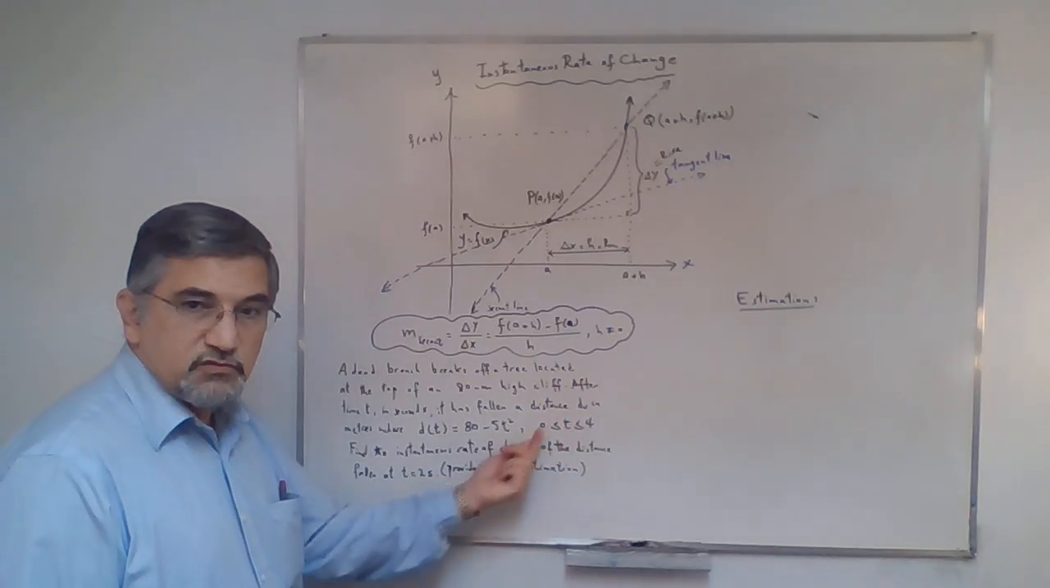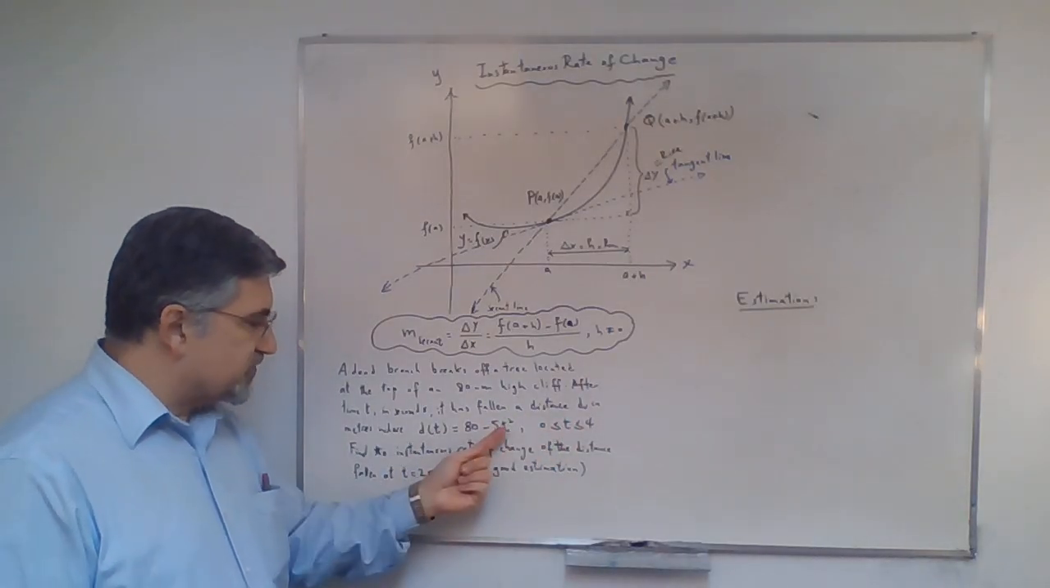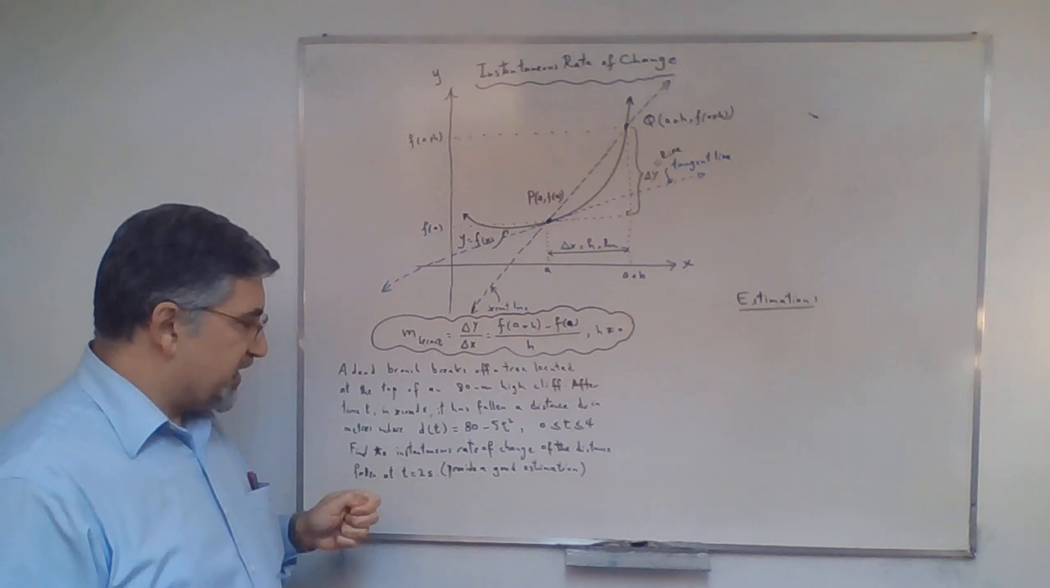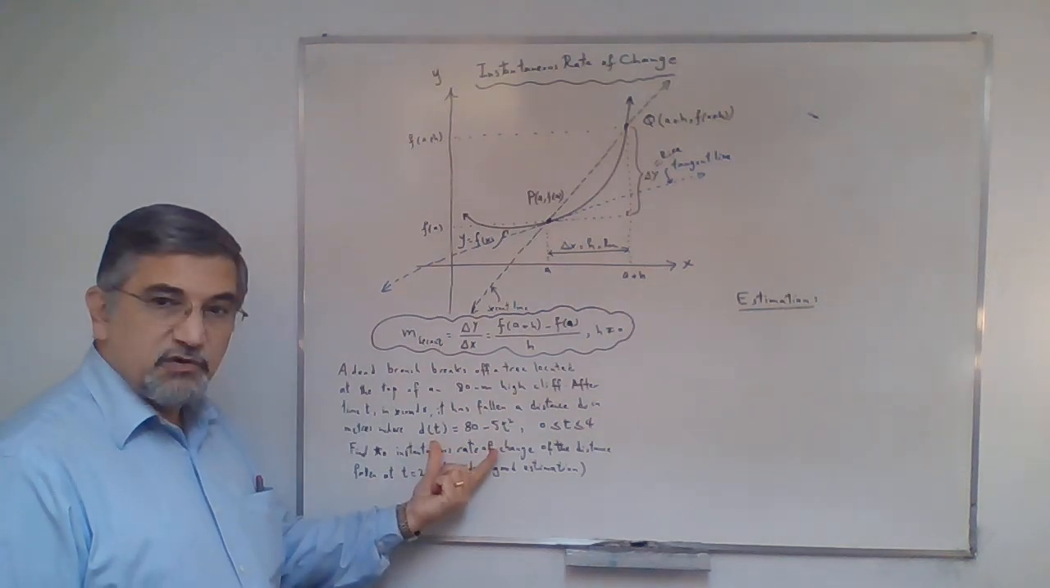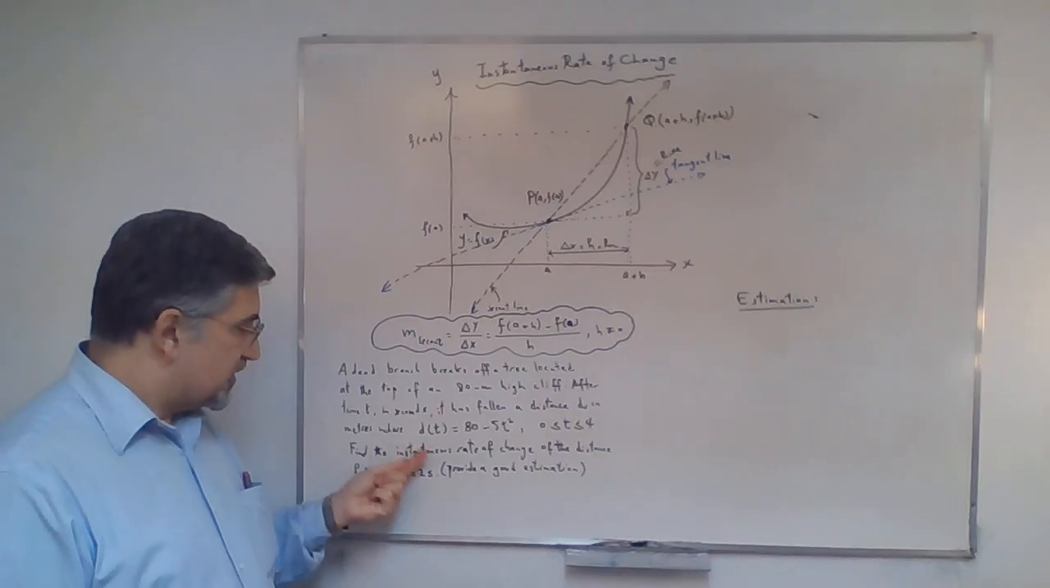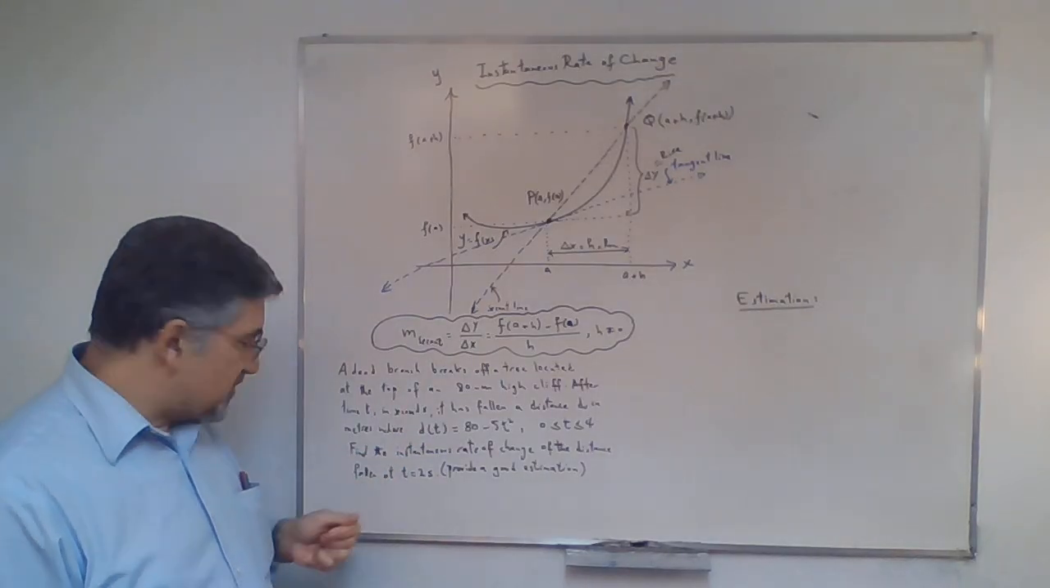And within that 0 to 4 seconds, we have the equation of the distance that this branch has fallen, given by the equation 80 minus 5t squared. And t stands for time in seconds, and d stands for distance in meters.